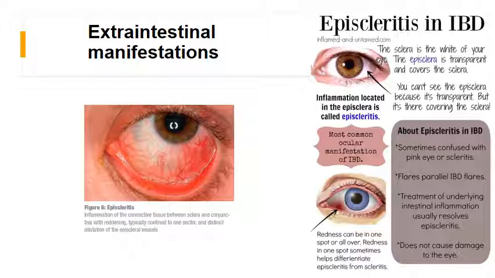So if a person suddenly starts having more diarrhea, abdominal pain, maybe even bleeding in the stool, then he or she may also have episcleritis parallel to that, because that's an IBD flare. If you treat IBD, then this condition also resolves and it does not damage the eye.